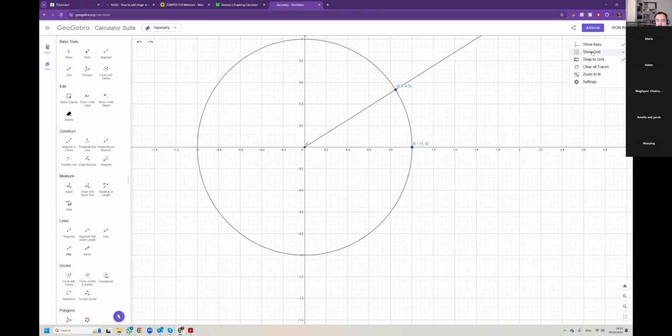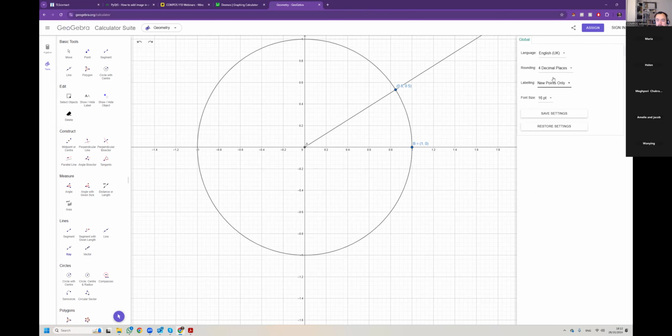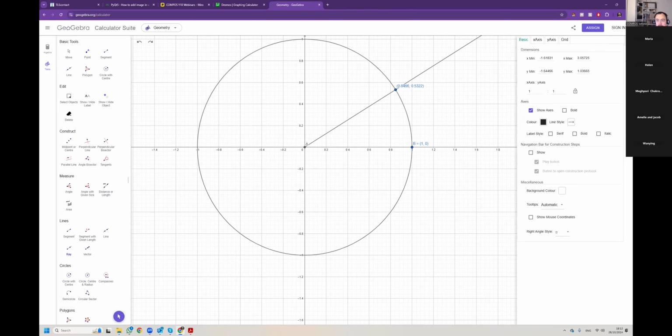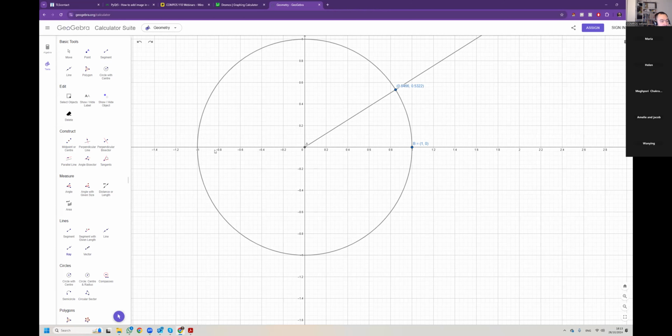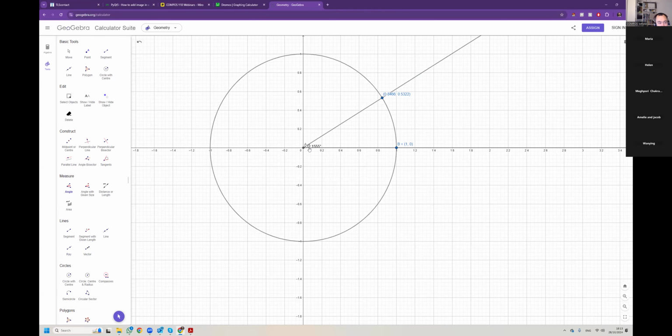Okay, I still want 4 decimal places. How do I do that? Okay, 4 decimal places, and now I want the angle, so I need another half line, array. This is called array, and I want the angle, this one and this one. Okay. So this is the angle. The angle is 32.1 degrees.